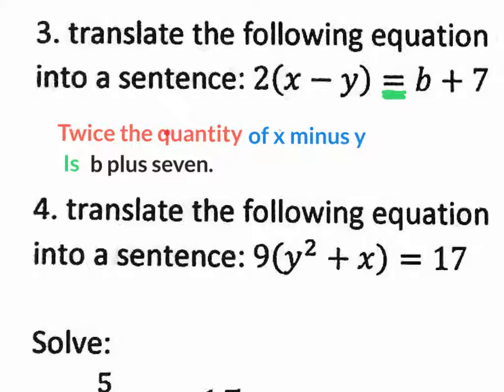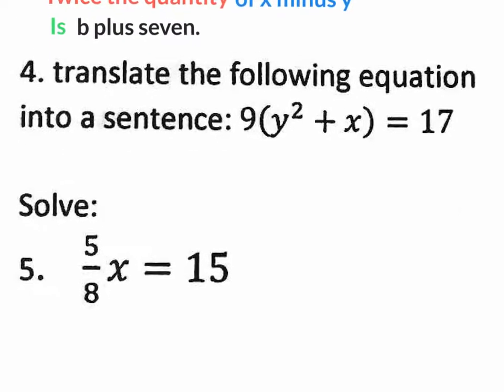Once again, twice the quantity. That's saying 2 times something in parentheses. Of what? What's inside of the parentheses? X minus y. And then finally is the equal sign. B plus 7. So I hope you guys are cool with that. You're going to have to look at something like this and then select the appropriate sentence on multiple choice on the quiz tomorrow. Let's move on to number 4.